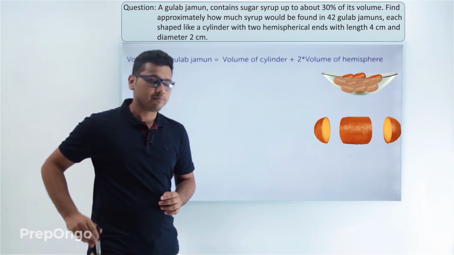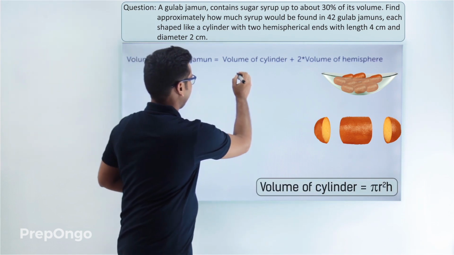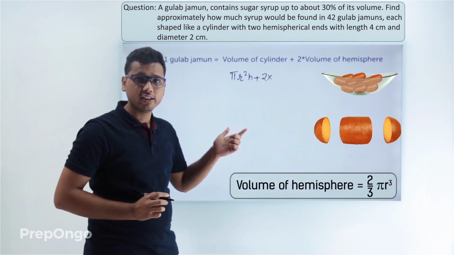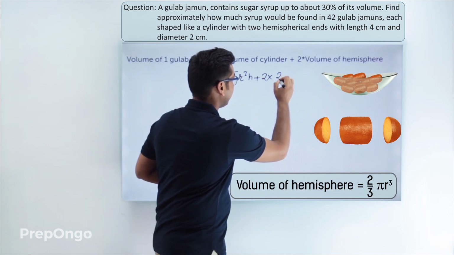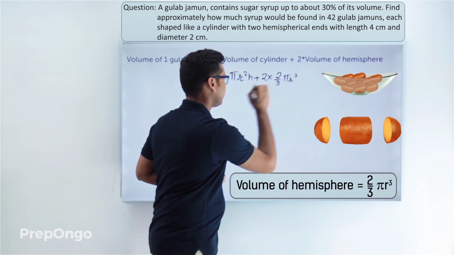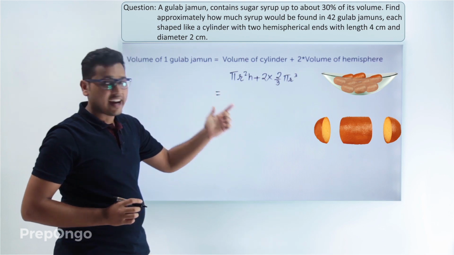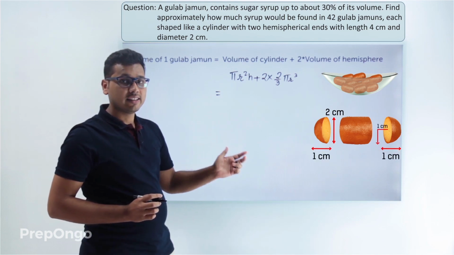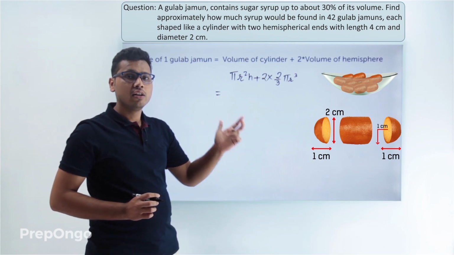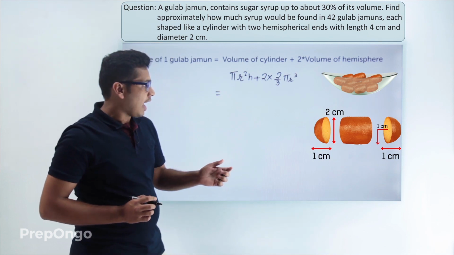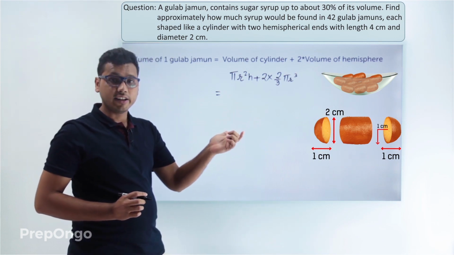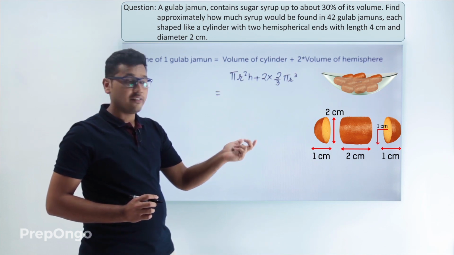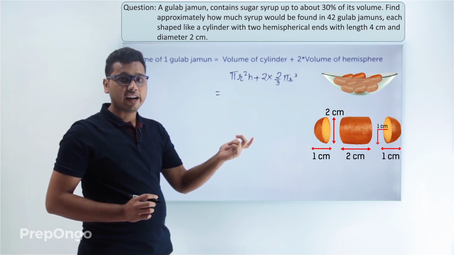So let's write it down. The volume of the cylinder is pi r square h, plus twice the volume of a hemisphere, which is 2 by 3 pi r cube. So this will be 2 into 2 by 3 pi r cube. Now if we solve this, the diameter of the gulab jamun is given to be 2 centimeters, so its radius will be 1 centimeter. The radius of the cylinder will be 1 centimeter and the radius of both the hemispheres will also be 1 centimeter. And if you notice, the length or height of this cylinder will be 2 centimeters here. 4 minus 1 is the radius of this hemisphere and 1 is the radius of that hemisphere. So 2 will be the height of this cylinder.